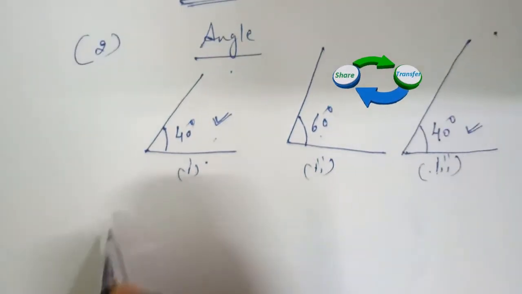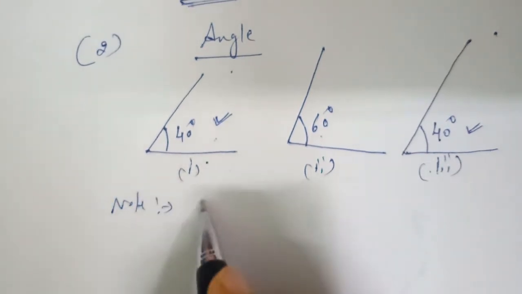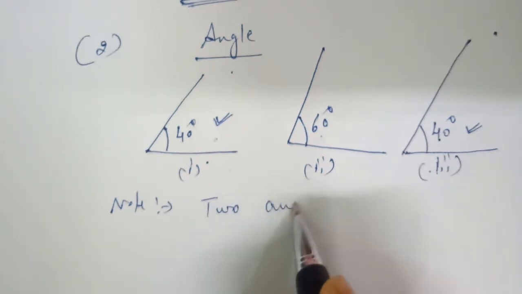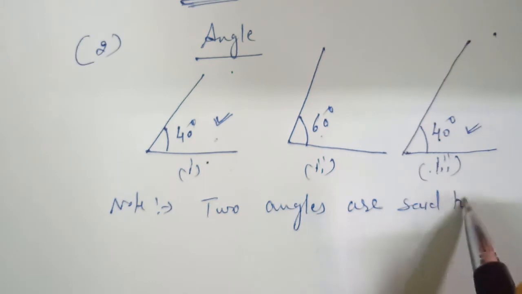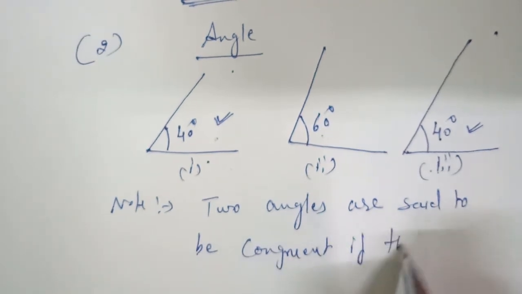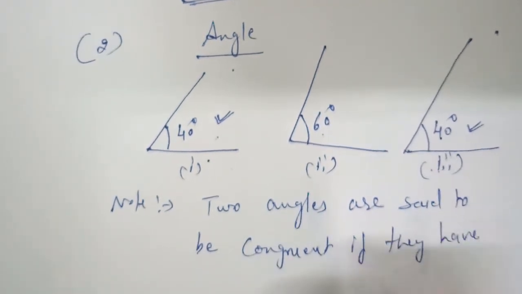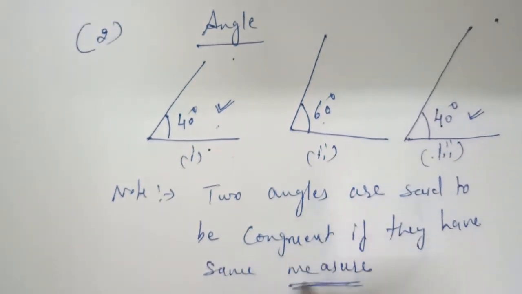So two angles are said to be congruent if they have the same measure. Same measure. Measure means their angle is the same.